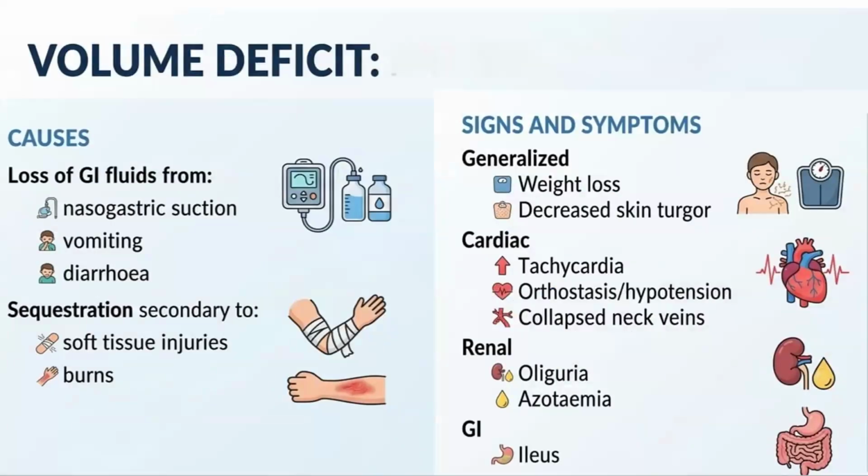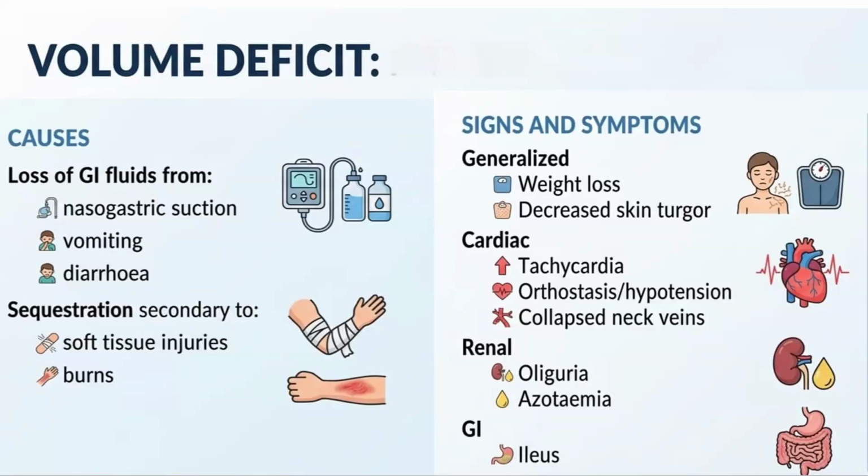Coming to hypovolemia. Hypovolemia refers to the decrease in the extracellular fluid volume, leading to a reduced circulating blood volume. It can be because of the loss of GI fluids because of vomiting, diarrhea, hemorrhage, the loss into third spaces because of peritonitis, pancreatitis, intestinal obstruction, because of burns, and renal losses. The signs and symptoms include weight loss, decreased skin turgor, cardiac manifestations like tachycardia, hypotension, collapsed neck veins, and renal features like oliguria, azotemia, and GI features like ileus.